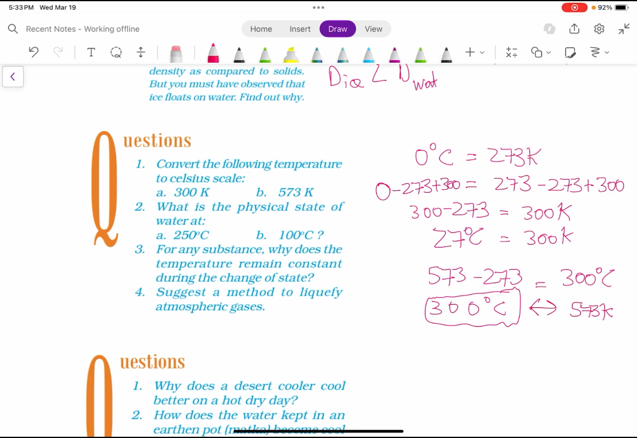What is the physical state of water at 250 degrees Celsius? It is in gas form, water vapor, because it is above the boiling point. At 100 degrees Celsius, the water is boiling, so it exists as water as well as water vapor.